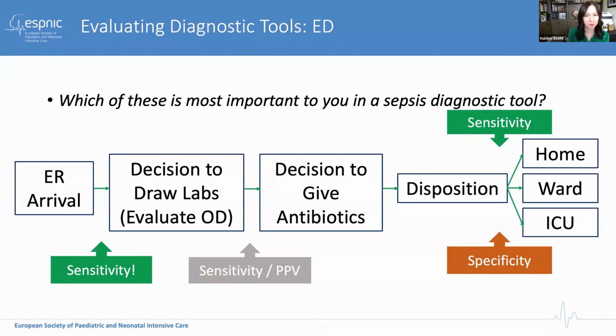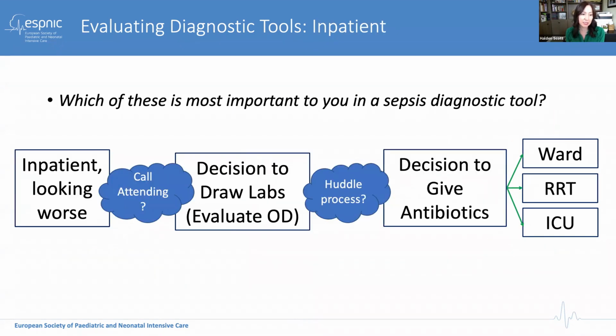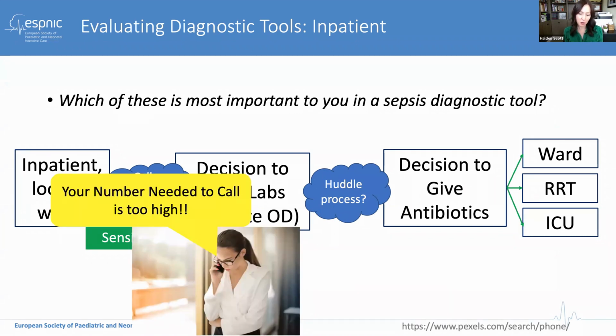In an inpatient setting, we have a similar balance. When we're making the decision to call the attending, or as you would call it, I think, the consultant, sensitivity is probably the most important. What's the downside? Waking up someone who doesn't want to be awakened. But the upside is potentially saving a life. So sensitivity would be prioritized. Although it's true that the attending or consultant at home might say your number needed to call or to treat is too high at this point.